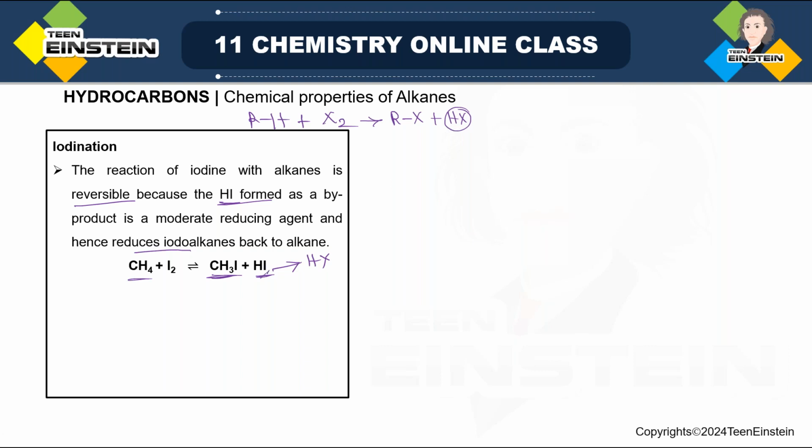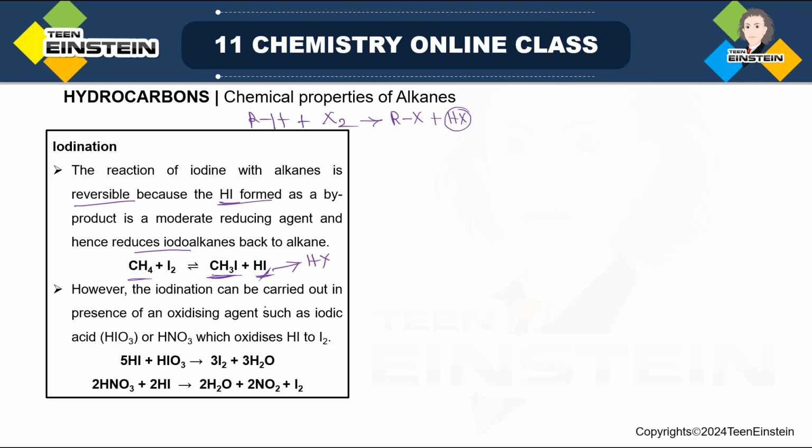If somehow you can remove this HI, then the equilibrium will be shifted towards the right-hand side according to Le Chatelier's principle, right? So iodination can be carried out in presence of some oxidizing agent such as HIO3 or HNO3, which can oxidize HI to iodine. And this is a reaction: HIO3 reacts with 5 HI, converting it to 3 iodine and 3 water.